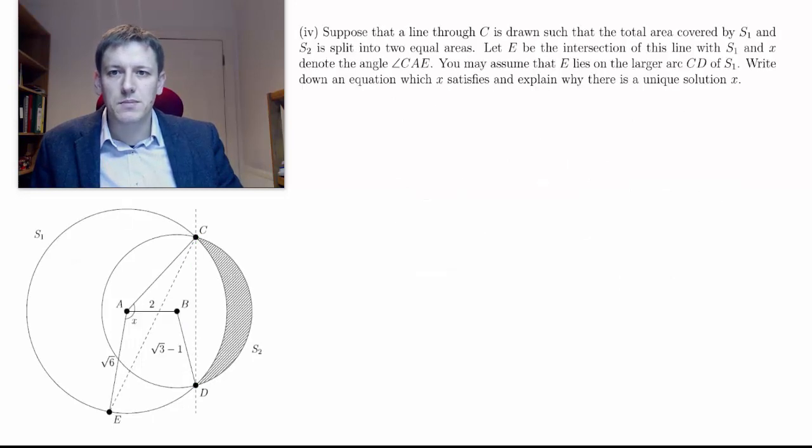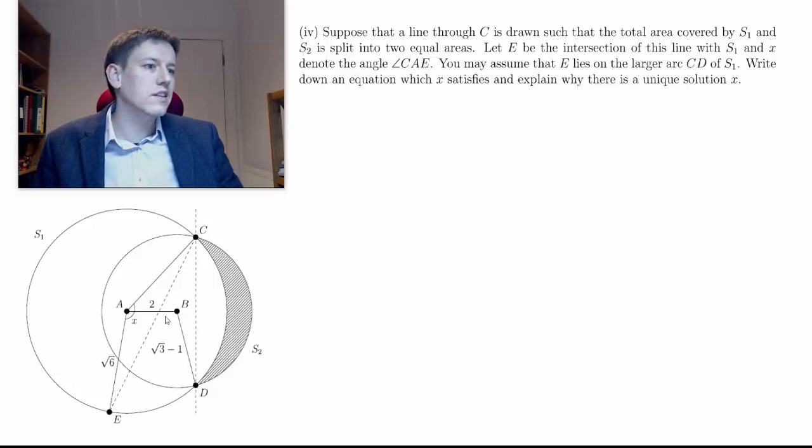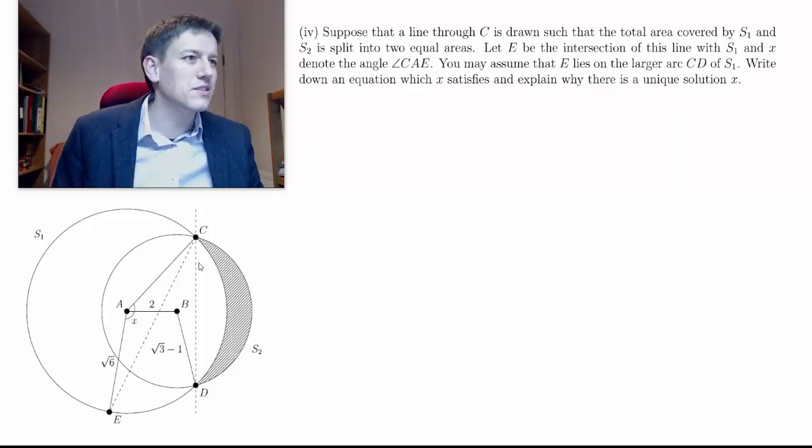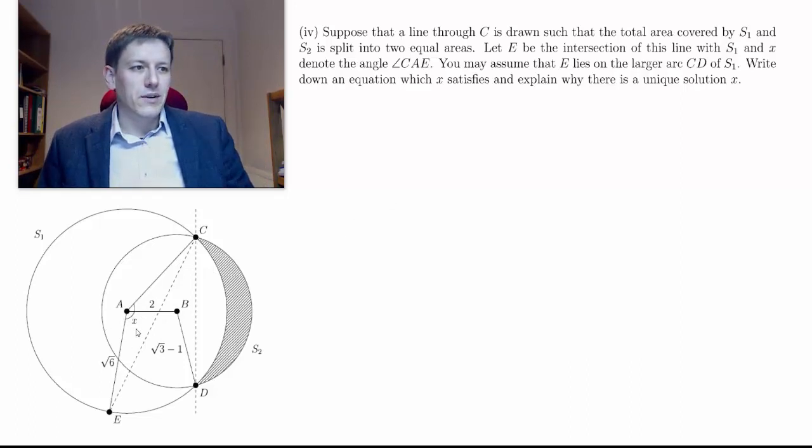Right, okay, last part of the question. It says, now suppose that a line through C is drawn such that the total area covered by S1 and S2 is split into 2 equal areas. So you can see the line that they've drawn here that goes down to E. It says let E be the intersection of this line with S1 and let X be the angle CAE. All this time I've used X in other parts of the question. I probably shouldn't have done because there's an X already in here, but it doesn't matter too much. We're now talking about this X. We may assume that E lies on the larger arc CD, so it is over here somewhere. Write down an equation which X satisfies and explain why there is a unique solution X.